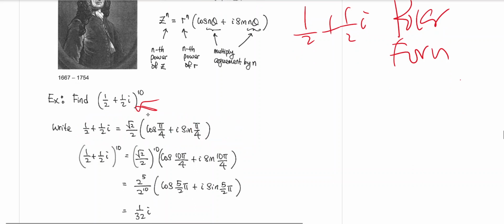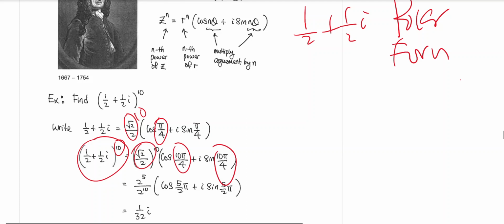So once you have this in polar form, if you raise this to the power of 10, you raise the modulus to the power of 10, which is this. And for the angle, you don't raise it to the power of 10, you multiply by 10. That's the reason why you have 10 pi over 4. This is what happens to this angle when you multiply by 10.